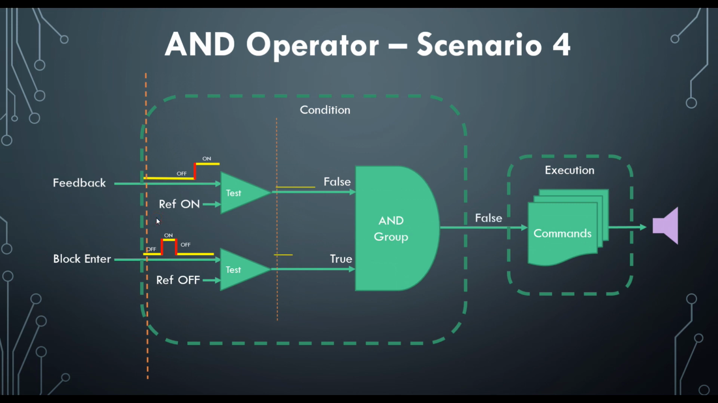Okay, so we have a false and a true and a false therefore on the output of the AND. Bring the timeline forward. We hit the first event, which is block enter turning on. So now we have on and off, which means this will go to false. This state is still in its off state, so this remains false. So we have false and a false, which will produce a false here.